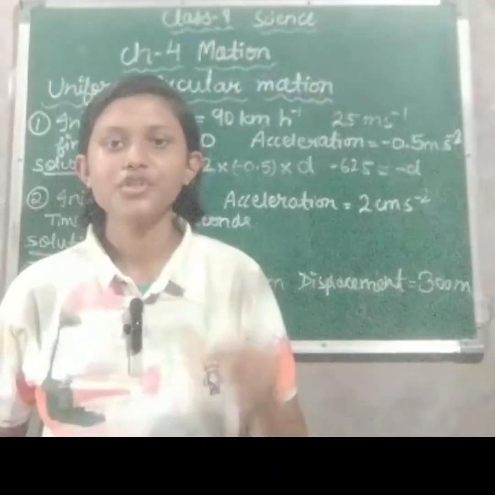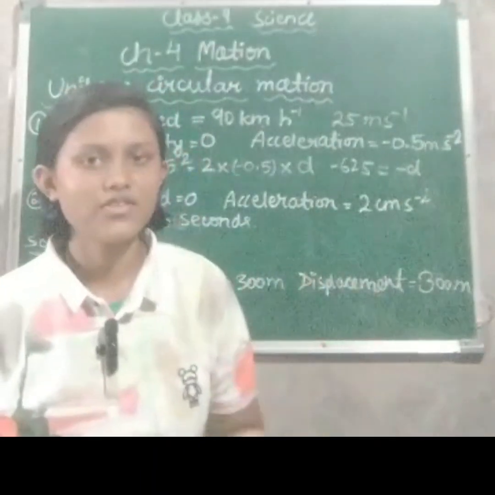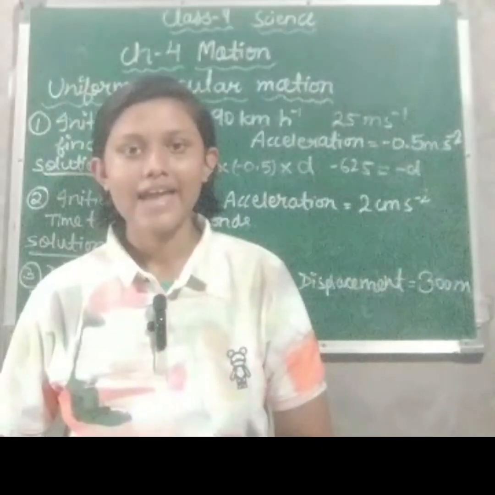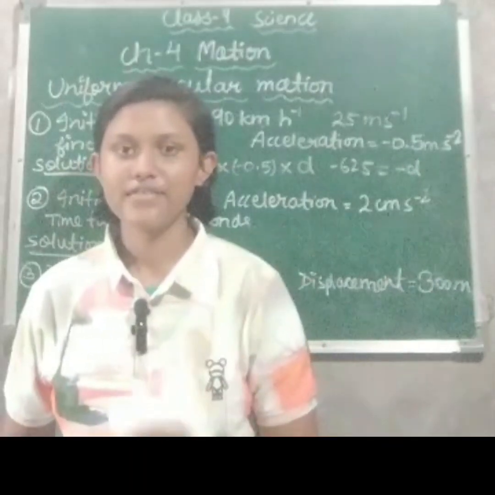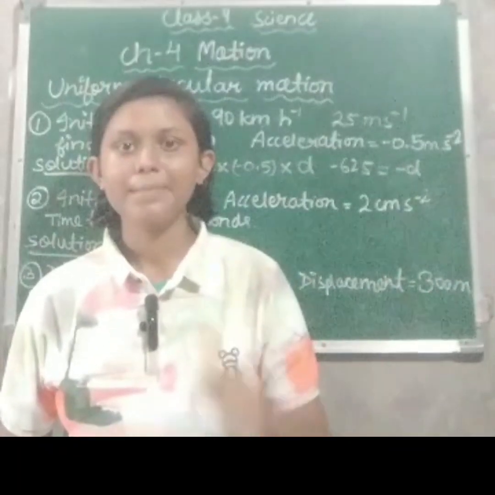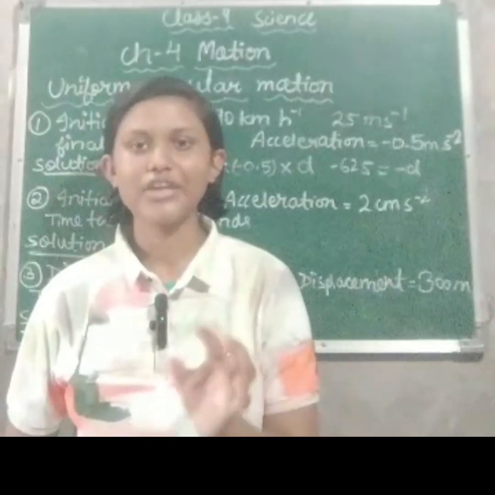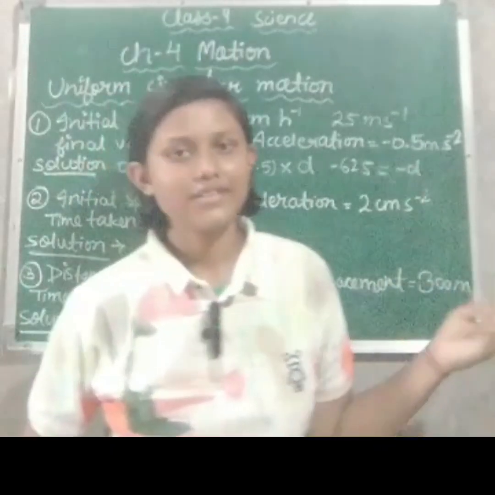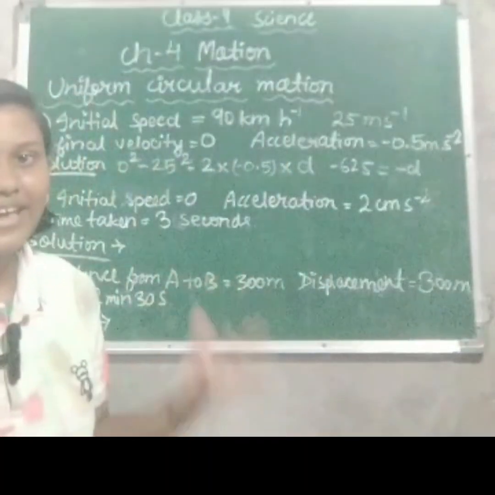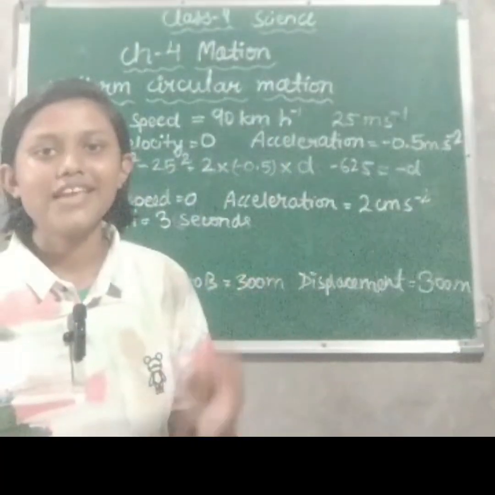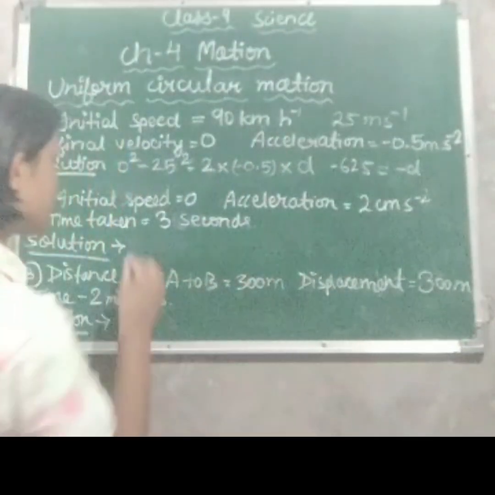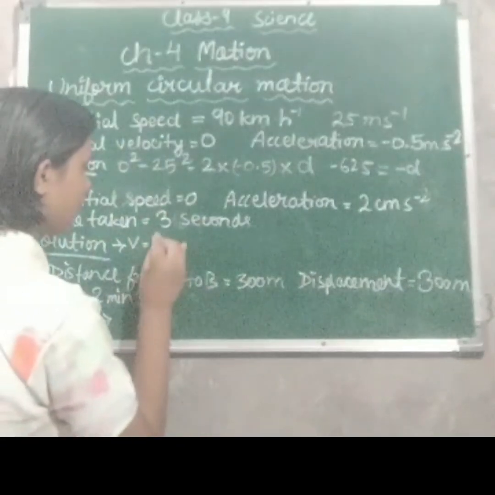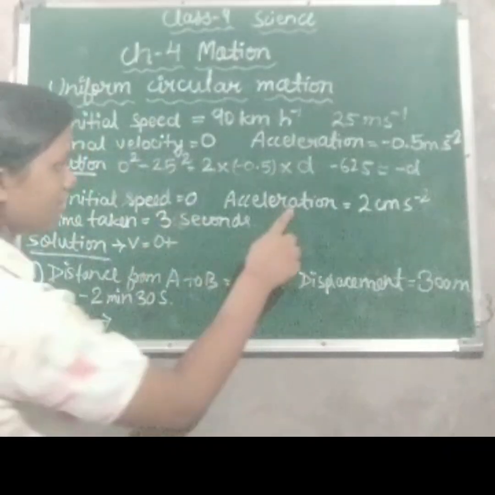So friends, now to solve this question and to find the velocity, we will use the first equation of motion. That is, final velocity is equal to initial velocity plus uniform acceleration into the time taken. Now let's put the values in their place. We will take the final velocity as the variable v. So v is equal to initial velocity, that is 0, plus uniform acceleration.